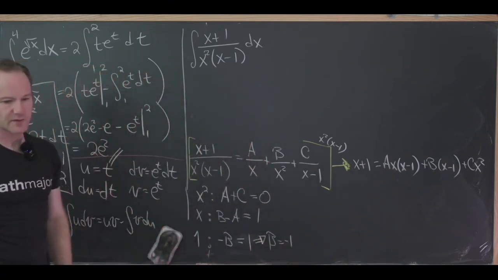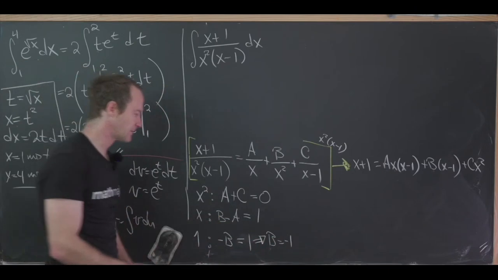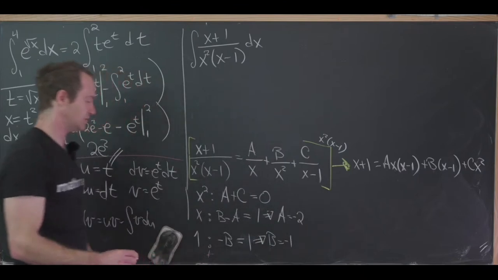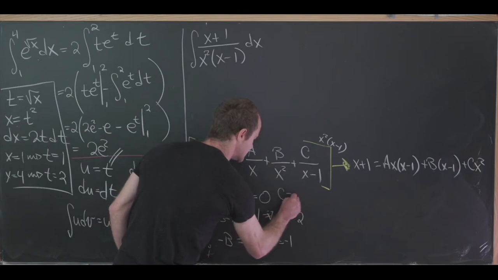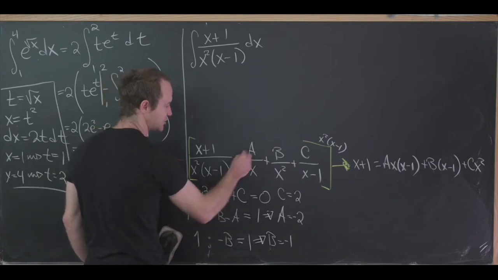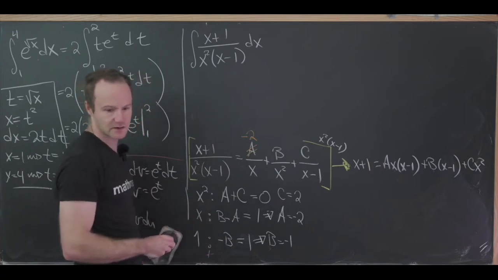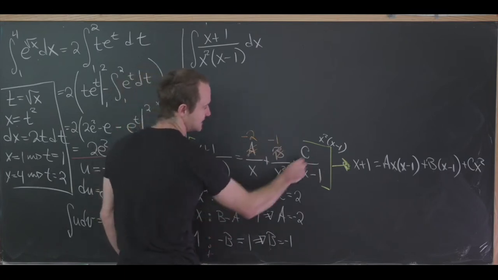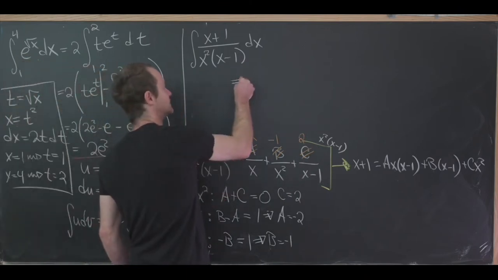Okay, but now we can go from there pretty easily. If B is equal to negative 1, we can plug that up here, and we'll see pretty quickly that A is equal to negative 2. Is that right? Yeah, that's right. But then if A is equal to negative 2, we quickly see that C is equal to positive 2. So that means in our decomposition, we have a negative 2 right here. We have, let's see, B is a negative 1 right here, and then C should be a 2 right here. So that's good. Now let's rewrite our integral using this decomposition.